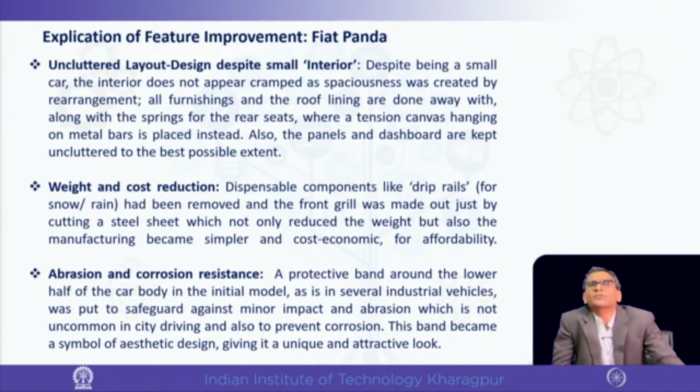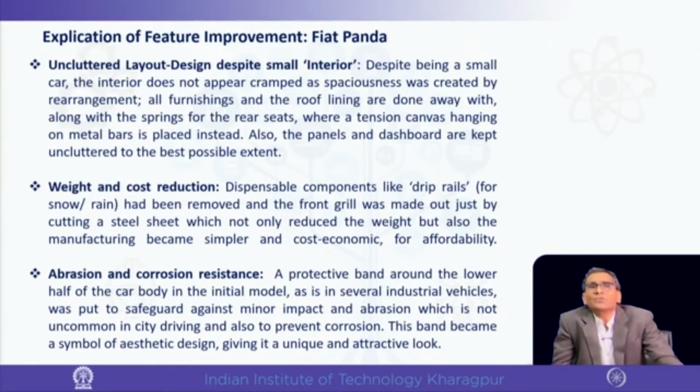As I said, drip rails were removed for weight and cost reduction. The unclutteredness, briefly, was created by rearrangement: all furnishings and the roof lining are done away with, as are the springs for the rear seats. Also the panels and dashboards are kept uncluttered to the best possible extent. So it gives a sense of spaciousness.